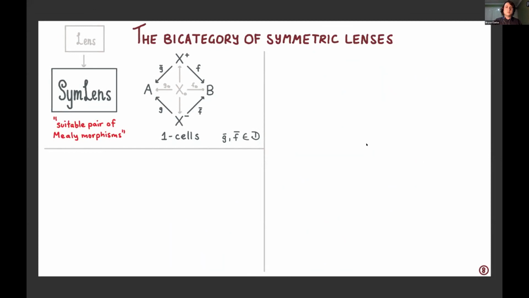Now, symmetric lenses, again, can be seen as certain diagrams in Cat. And now we can see these as suitable pairs of Mealy morphisms. So what do I mean by suitable? Well, first we can see that there's a Mealy morphism in this diagram from A via X plus to B. And secondly, we can see there's a Mealy morphism via F bar to X minus and then via G to A. And by suitable, we mean that X plus and X minus have the same objects, and G bar have the same object assignment, and likewise for F and F bar.